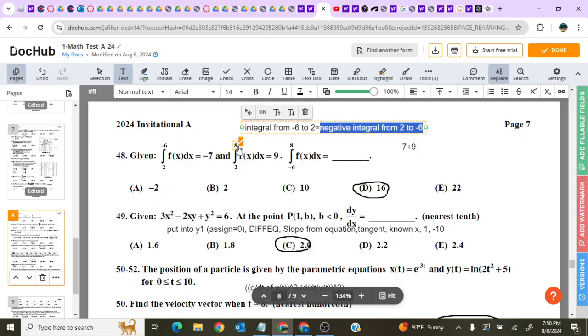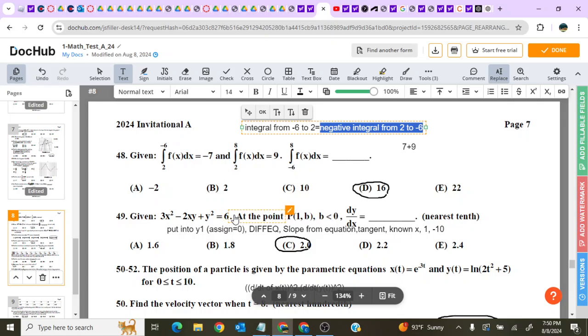Given this equation right here, at the point 1b, b is less than 0, what is the derivative of the equation? Well, in this case, we have a program for this, thankfully. Otherwise, you'd have to manually take the derivative with respect to y, which would be pretty annoying. So first off, you gotta put in the equation y1. Yes, you can put in y. The program will understand that. You also have to subtract the 6. So you subtract 6 and make it equal to 0.